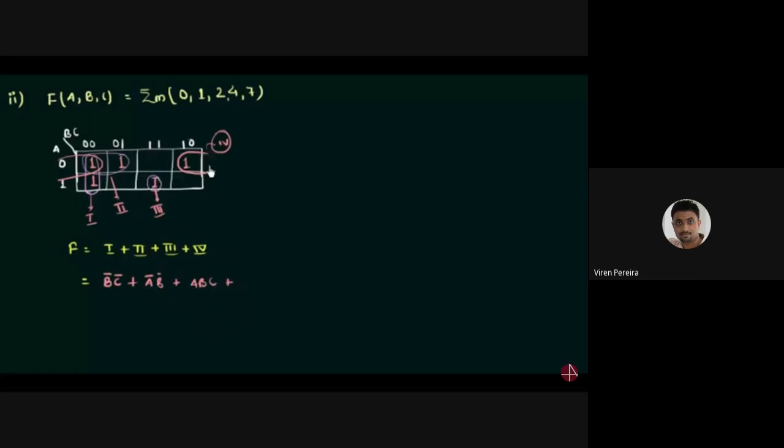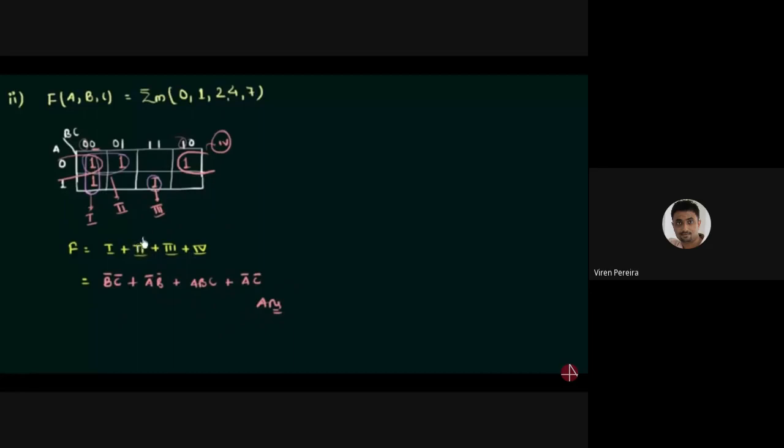For the fourth one, I can see A is not changing, it's 0, so A complement, but B is changing from 0 to 1, whereas C is not changing, 0 0. So I will neglect B and write C complement. So this is the answer of this particular K map.